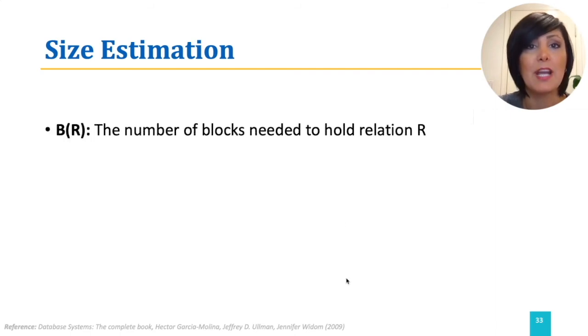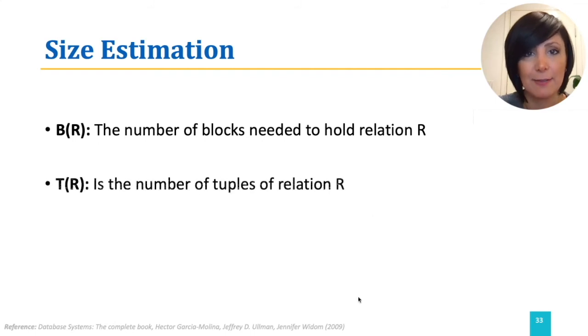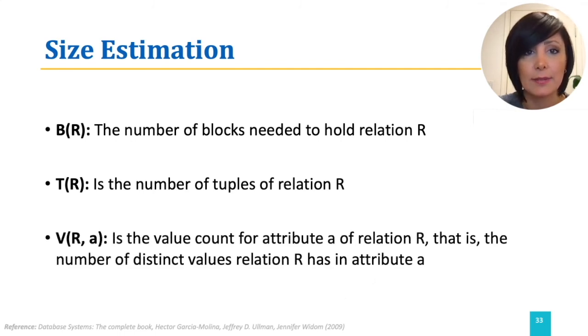First, B of R, which is the number of blocks needed to hold relation R. Second, T of R, which is the number of tuples in the relation R. And last, V of R and A, which is called the value count for attribute A of relation R. This value is the number of distinct values relation R has for attribute A. We use these parameters and a few estimation rules to estimate the number of tuples in an intermediate relation involved in our query evaluation.